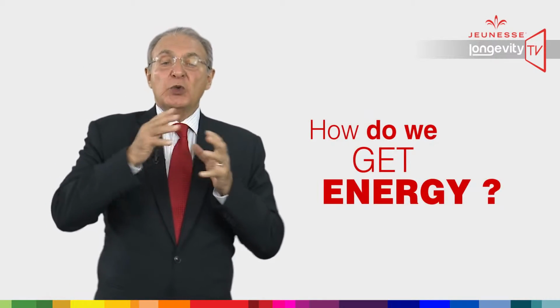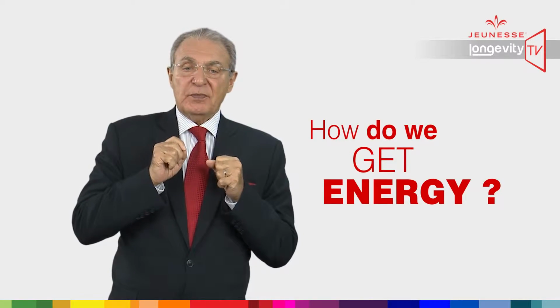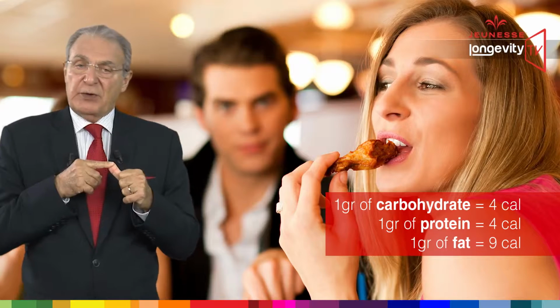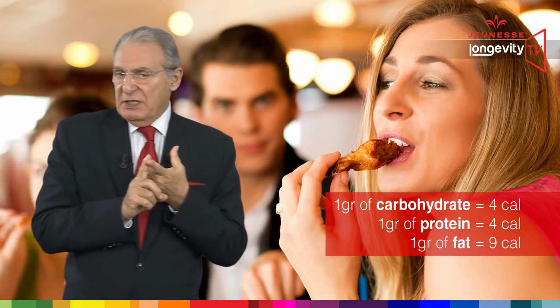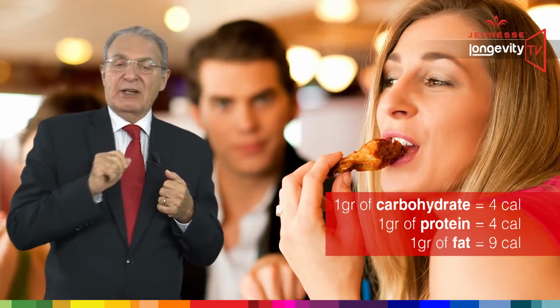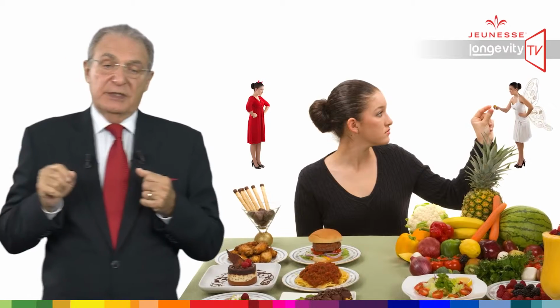So how do we get energy? The body will get energy only from the food, knowing that 1 gram of carbohydrate will release 4 calories, the same for proteins, but 1 gram of fat will release 9 calories. So it all depends on how much you eat and what kind of food you eat. If the food is rich in fat or in protein or in sugars.